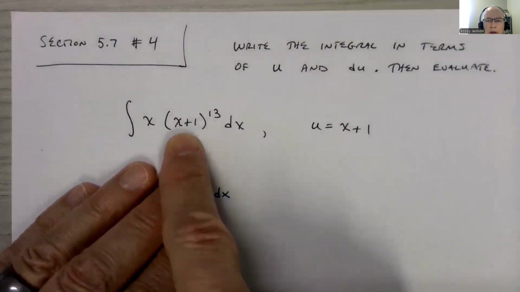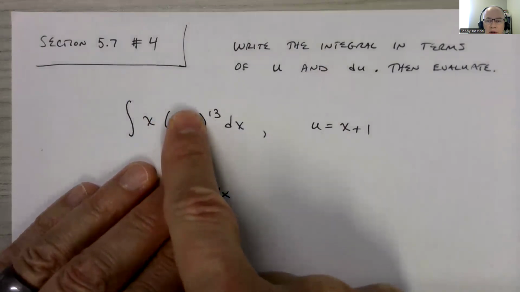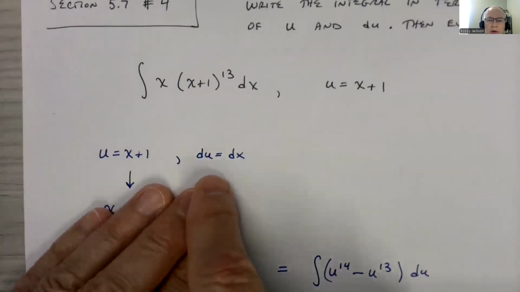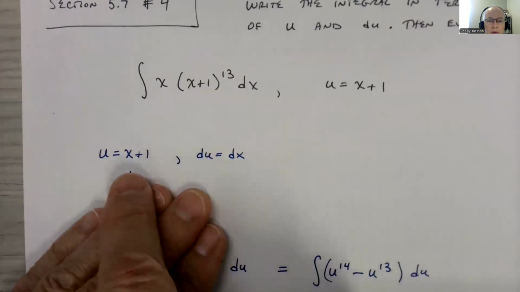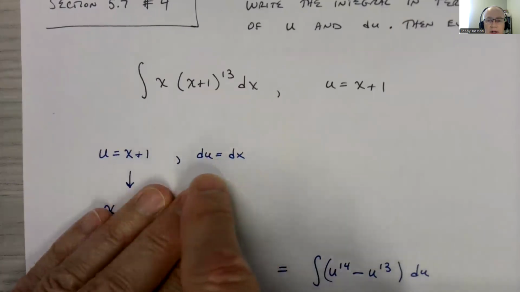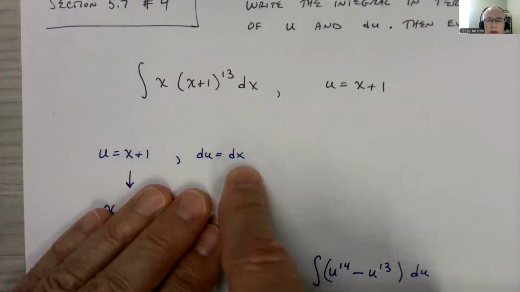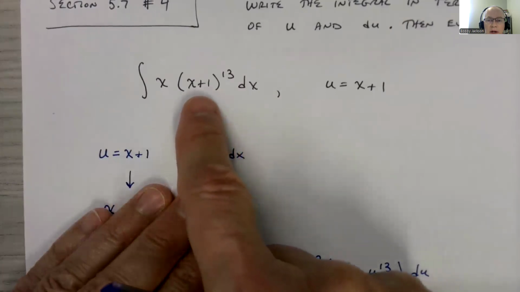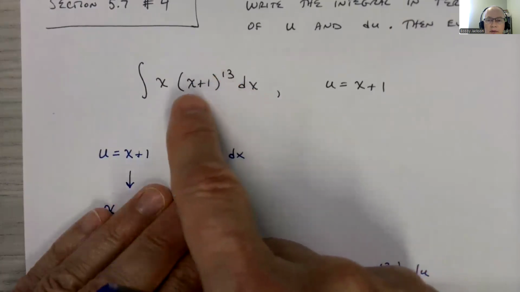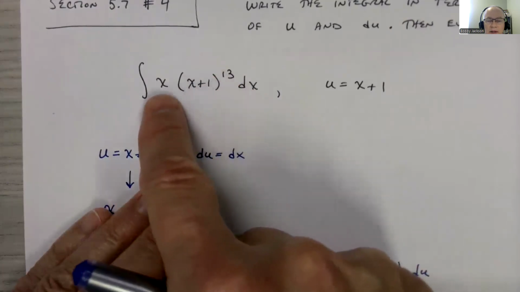X plus 1 is inside the u to the 13th power function. So when I find my du, well, the derivative of x plus 1 is just 1, so du is equal to dx, right? du over dx is equal to 1, so du is dx. Now, if I look up here, I'm going to have what? X plus 1 is u to the 13th power. The dx will be du, so I have u to the 13th du, but what about this x?